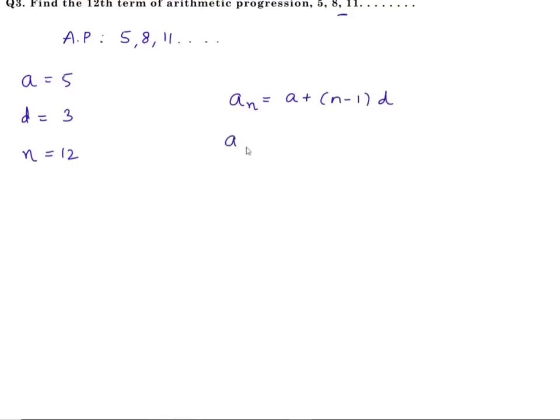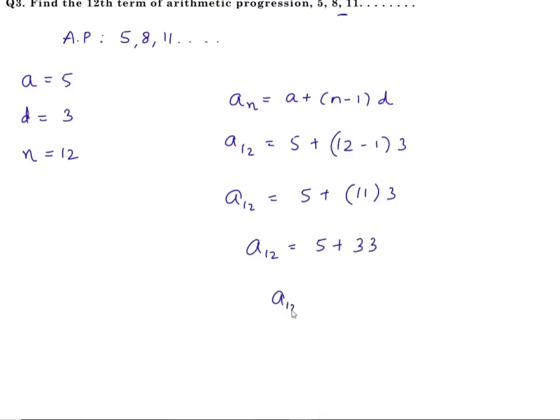Therefore a12 equals, what is the value of a? 5 plus (12 minus 1) into d, what is d? 3. A12 equals 5 plus 11 into 3. 11 into 3 is 33. Now a12 equals 5 plus 33, which is 38. Very simple 2 mark question, repeated concept.